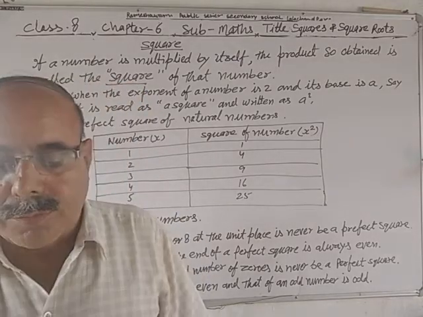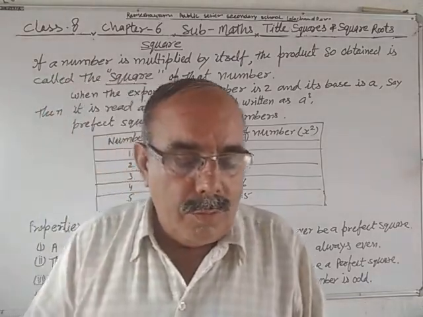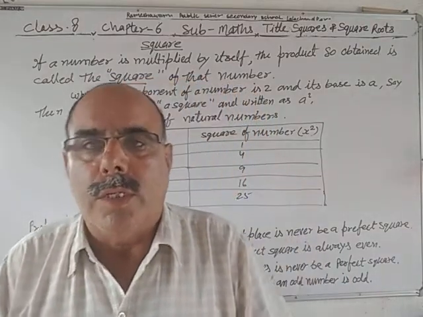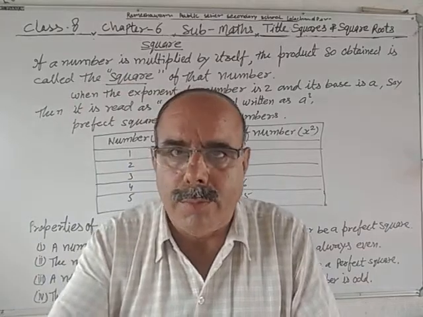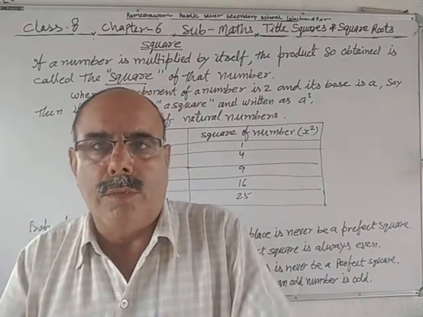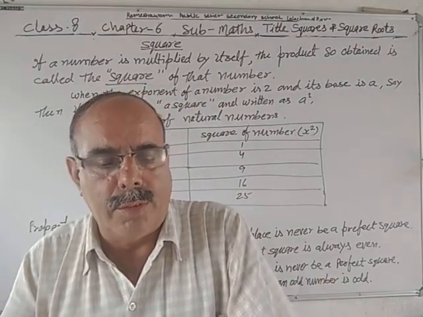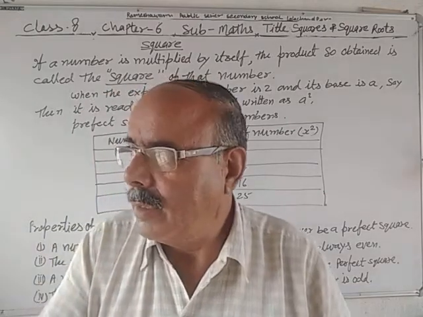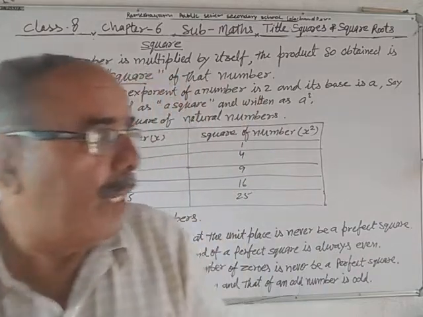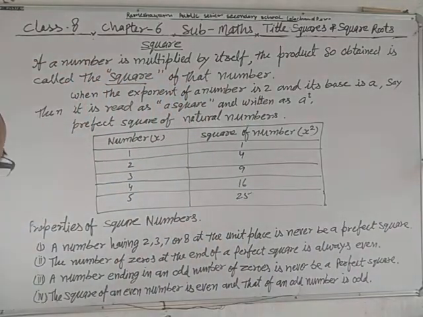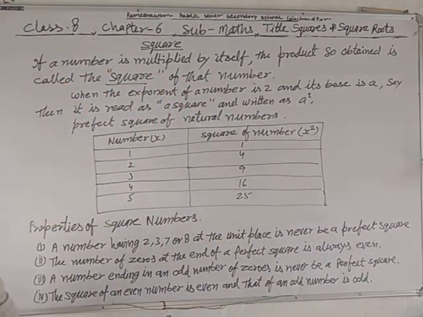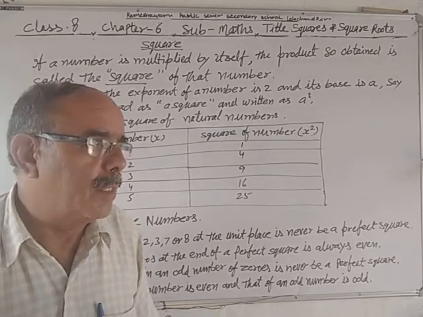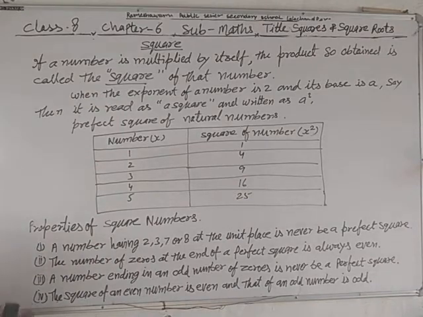Now, we have learned what a square is: a number which is multiplied by itself, and the product is called the square. But what are the properties of square numbers? Square numbers have some properties described here.